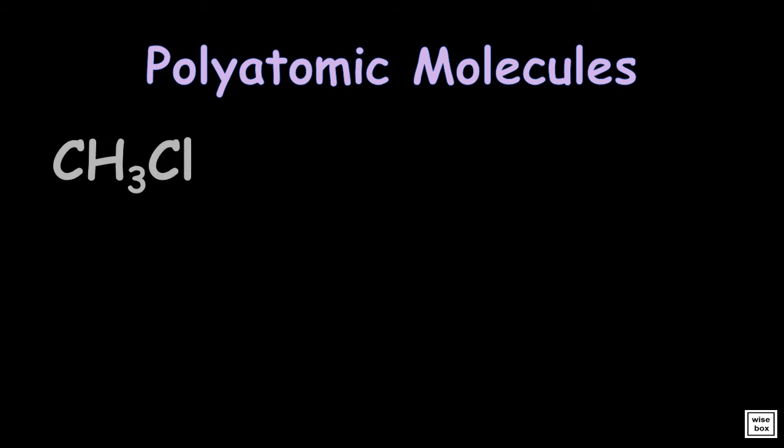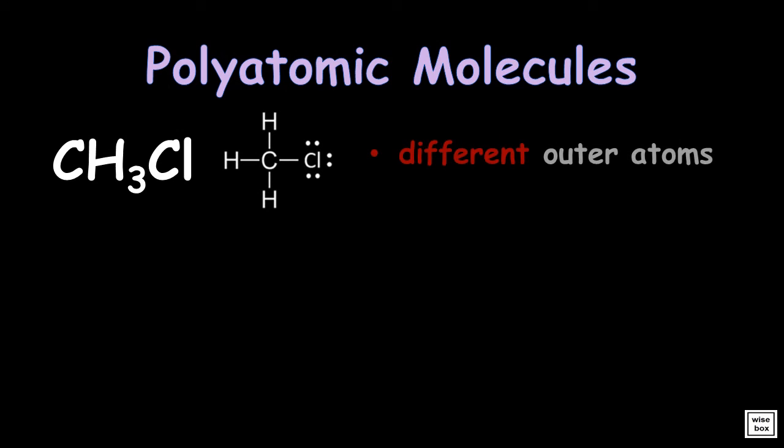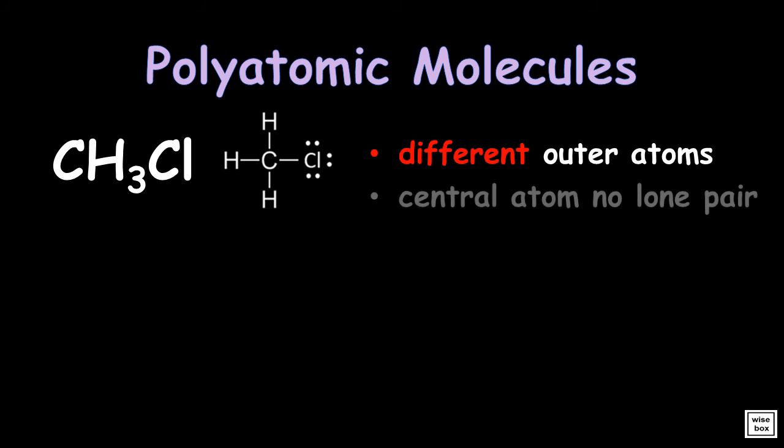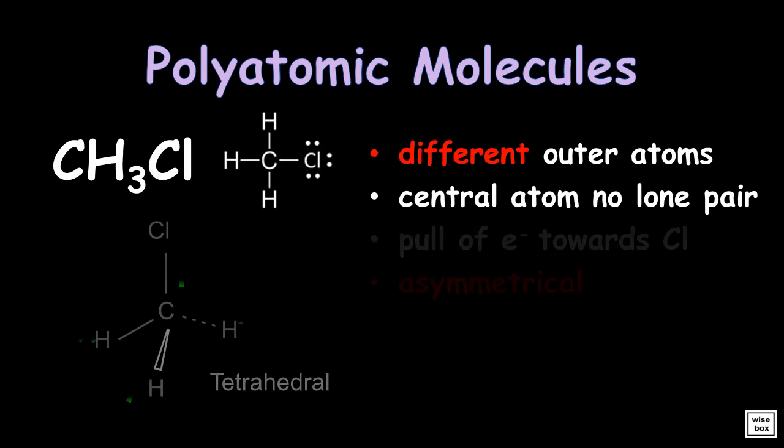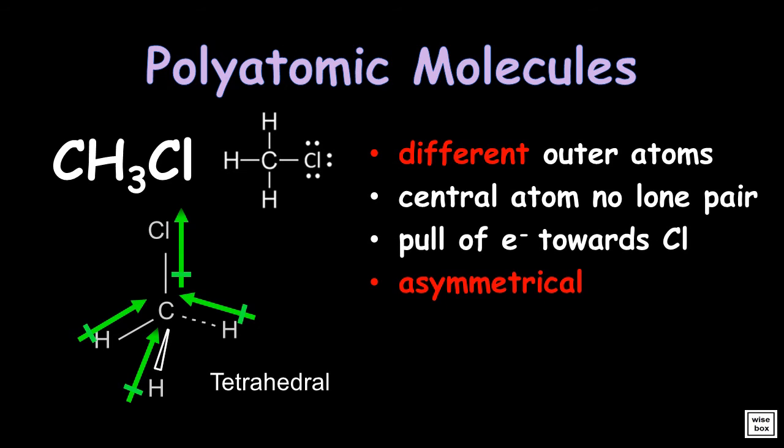Next, CH3Cl, or methyl chloride. Using the Lewis structure, we see that the outer atoms are different, and also the central atom has no lone pair. Here, the dipole moments are non-symmetrical. And the overall dipole moment points towards chlorine. Thus, methyl chloride is polar.